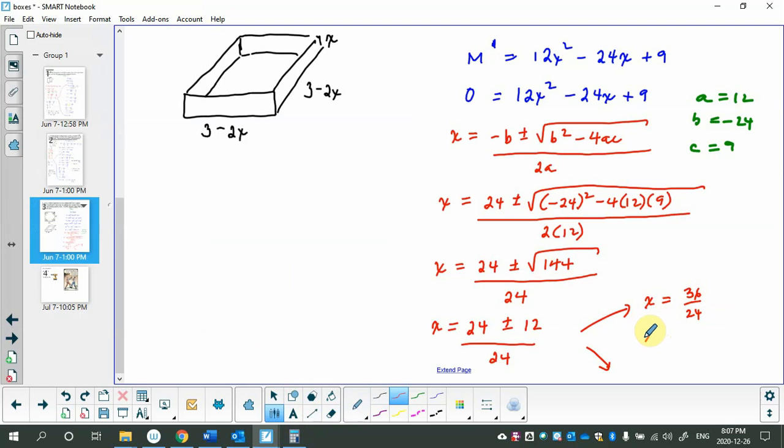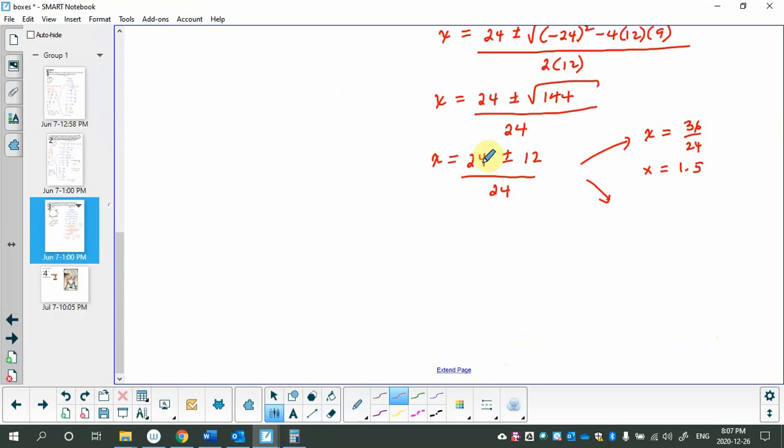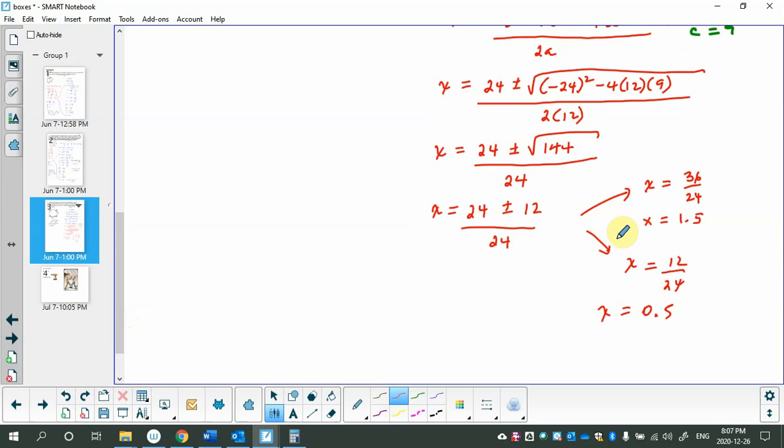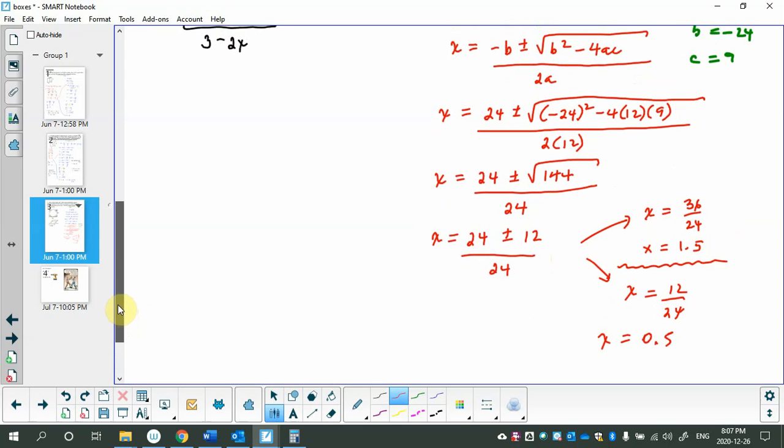So x is equal to 1.5. And 24 minus 12 is 12 over 24 is equal to 0.5. So both of these can't be answers. And if one was negative, it'd be easy to annihilate it, but one of them is not negative, one of them is 1.5, and the other is 0.5. So we have to figure out which one's acceptable.